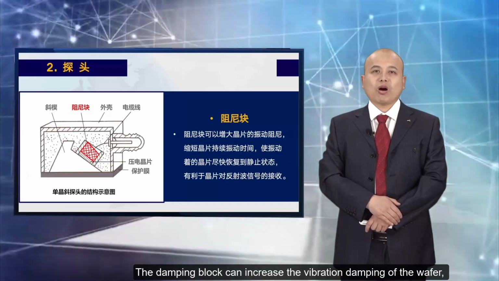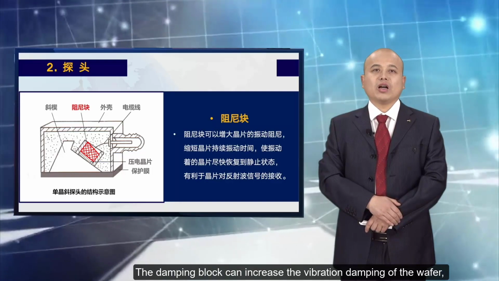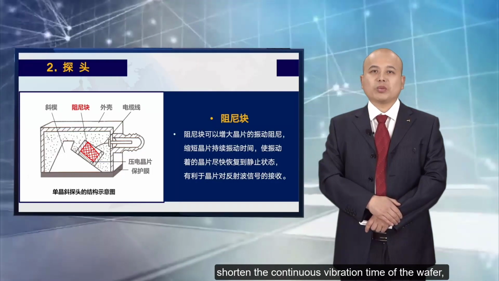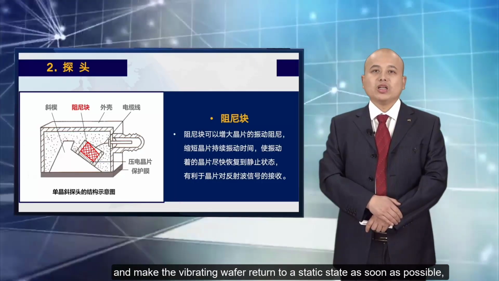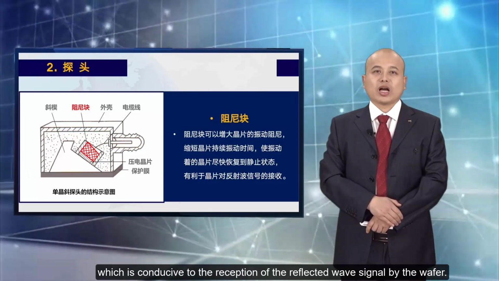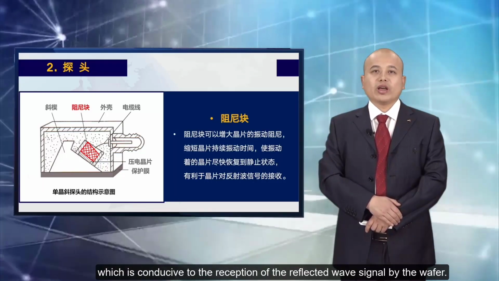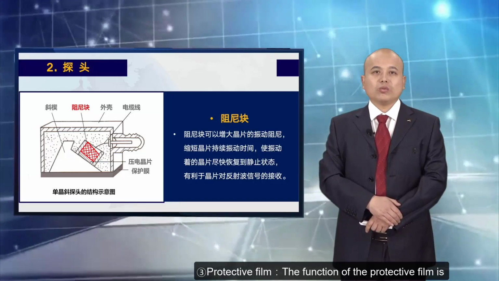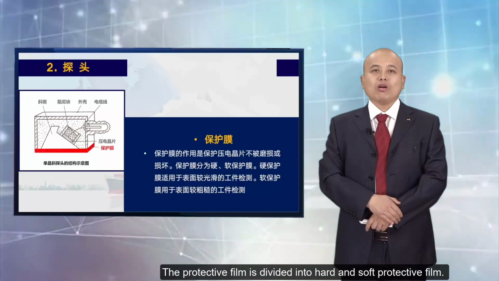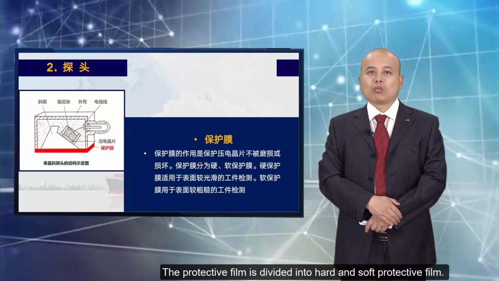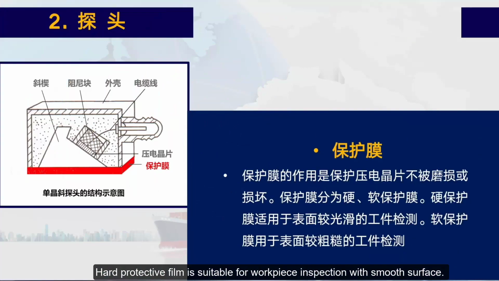2. Damping block. The damping block can increase the vibration damping of the wafer, shorten the continuous vibration time of the wafer, and make the vibrating wafer return to a static state as soon as possible, which is conducive to the reception of the reflected wave signal by the wafer. 3. Protective film. The function of the protective film is to protect the piezoelectric chip from being worn or damaged. The protective film is divided into hard and soft protective film. Hard protective film is suitable for workpiece inspection with smooth surface. Soft protective film is used for workpiece inspection with rough surface.